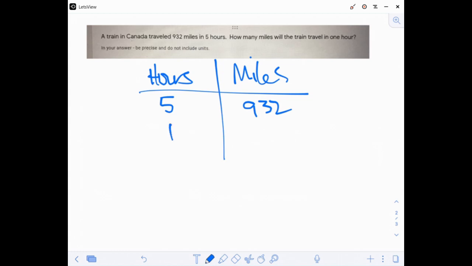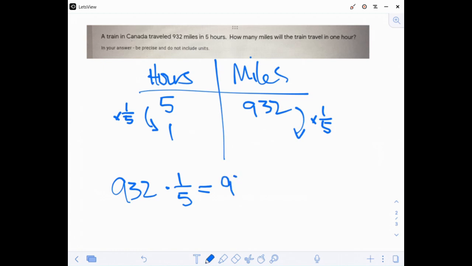Well, to get from 5 hours to 1 hour, we got to multiply by 1/5. That's a fifth, right? 1/5 of 5 equals 1. It's a proportional relationship, so I'm going to multiply the 932 miles times 1/5. So 932 miles times 1/5, that essentially is 932 divided by 5. If I take 932 divided by 5, I end up with 186.4. So that means in 1 hour, this train can go 186.4 miles.